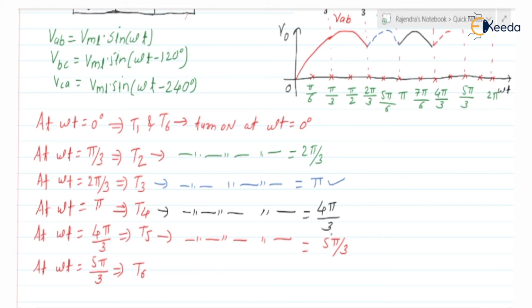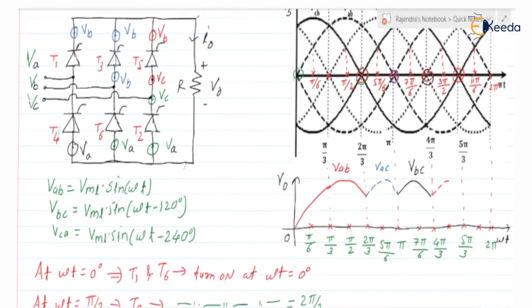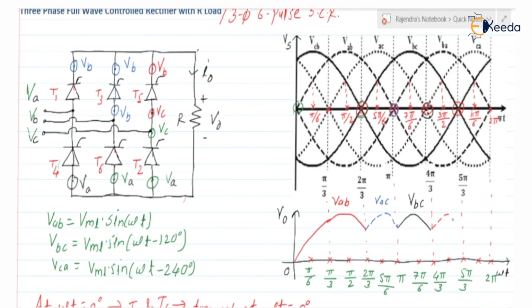So from 4 pi by 3 to 5 pi by 3, which thyristor pair will be in the on state? It is T3, T4. When T3, T4 are in the on state, the output will be getting VBA. This is the VBA we are having at the output, from 4 pi by 3 to 5 pi by 3. Next, at 5 pi by 3, thyristor T5 will turn on.